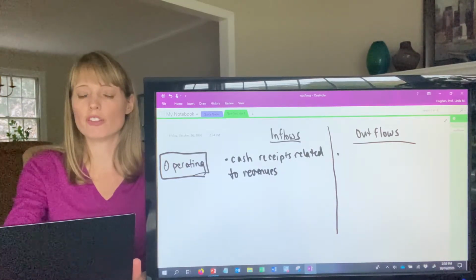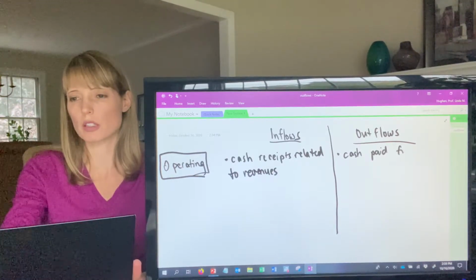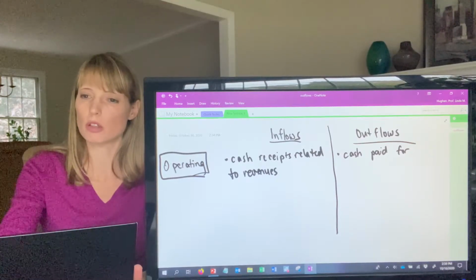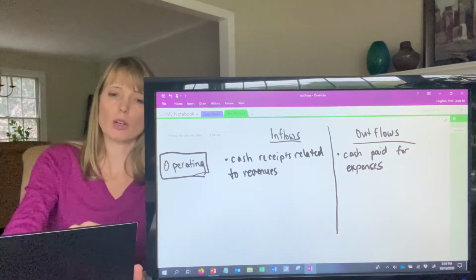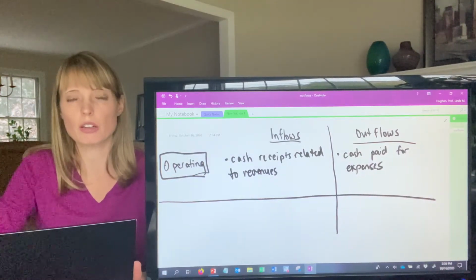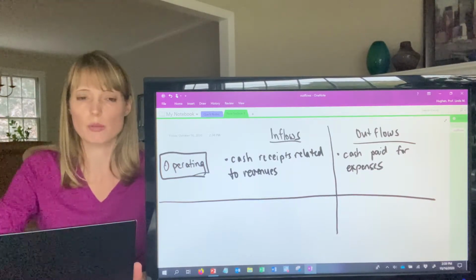And then cash outflows, this is cash paid for expenses: salaries expense, advertising expense, utilities expense, and so on. Okay, we'll see that there's a little bit of work that we need to do in order to prepare this operating section of the statement of cash flows. We'll get to that next.